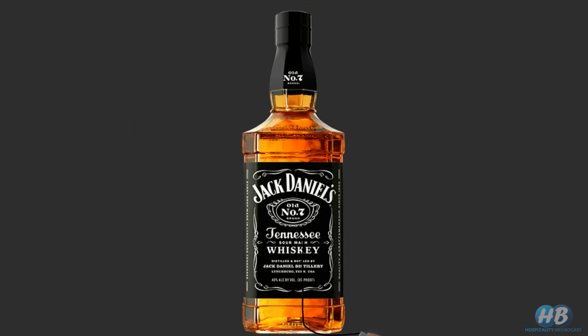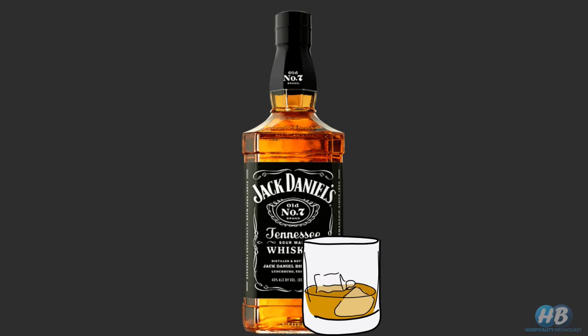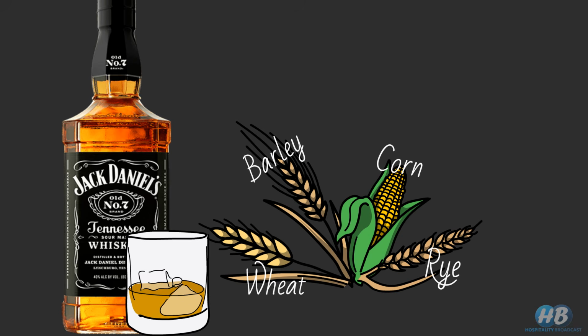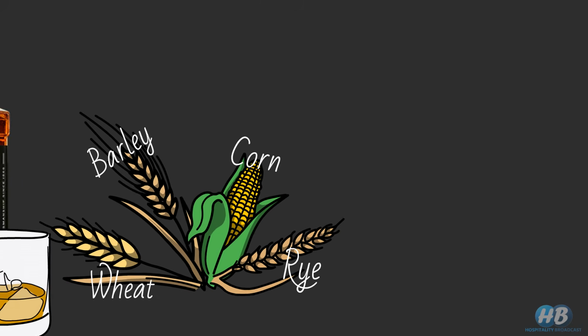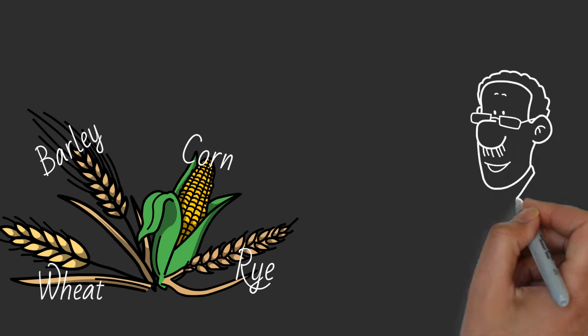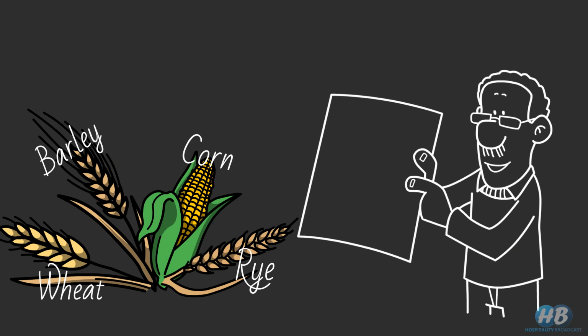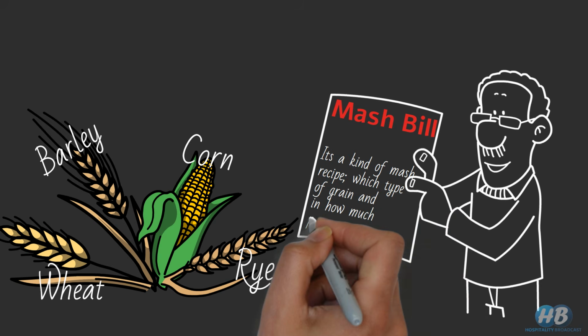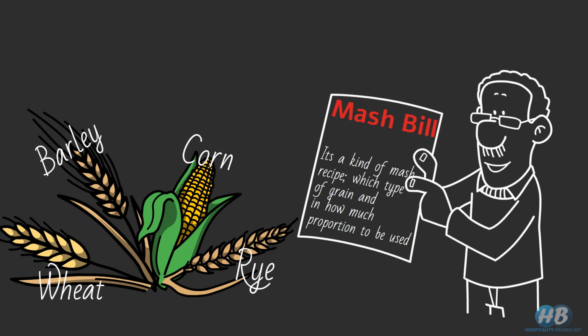Whisky is a distilled spirit made from fermented grain mass of barley, corn, rye, and wheat. We can make whisky from a single variety of grain or by a mix of these grains. Which type of grain and in how much proportion to be used is called the mash bill. Mash bill is a kind of recipe of mash according to the type of whisky you are producing.